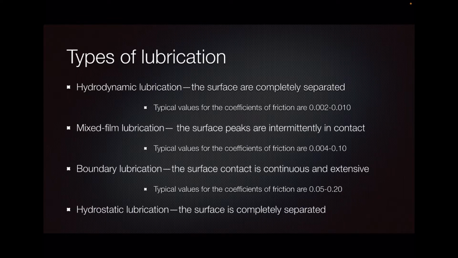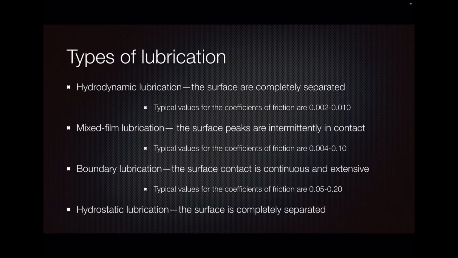The first one, hydrodynamic lubrication. The surfaces are completely separated by lubricant film, so surface wear doesn't occur. Typical film thickness at the thinnest point is 0.008 to 0.02 mm. Friction originates only within the lubricant film. Typical values for the coefficient of friction are 0.002 to 0.01.